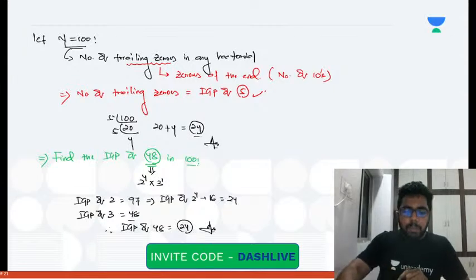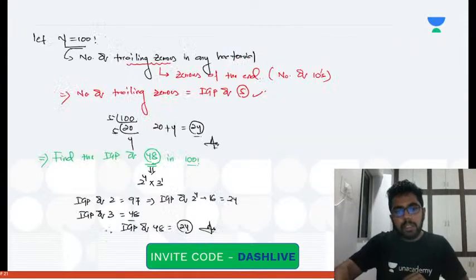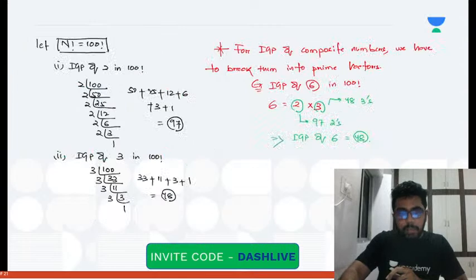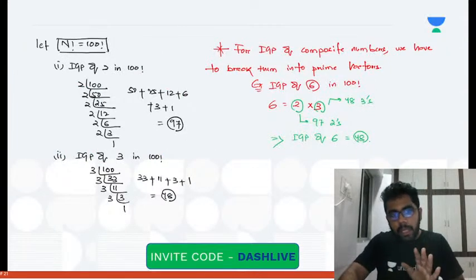Now just like IGP of 6 in the previous case, in the same question, if I ask what is the IGP of 48? How do I find the IGP of 48? Now look at this. IGP of 2 we had already calculated in the previous slide. IGP of 2 was 97.